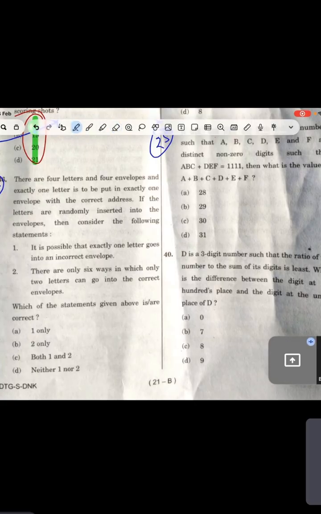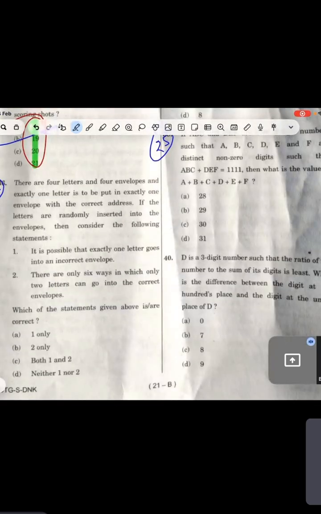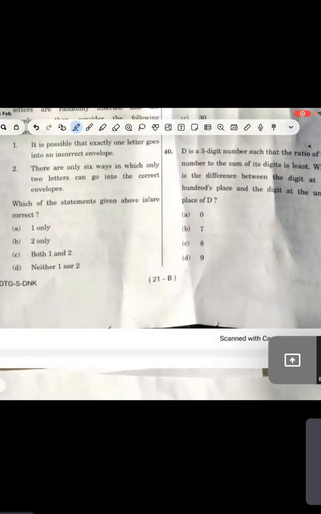There are 4 letters and 4 envelopes, and exactly one letter is to be put in exactly one envelope with the correct address. If letters are randomly inserted into the envelopes, consider the following statements. It is possible that exactly one letter goes into an incorrect envelope. There are only 6 ways in which only 2 letters can go into the correct envelope. Very good question, guys. I like this question. Let's understand.